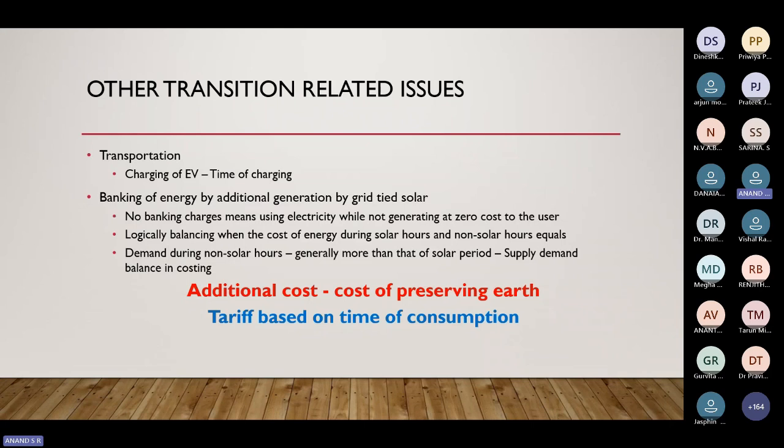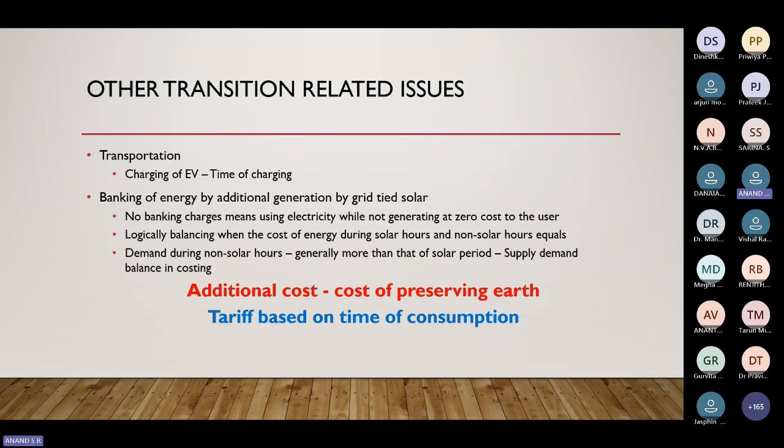I have already mentioned the present condition, that their vehicles can be charged only through green resources. Then, generation by grid-tie solar.